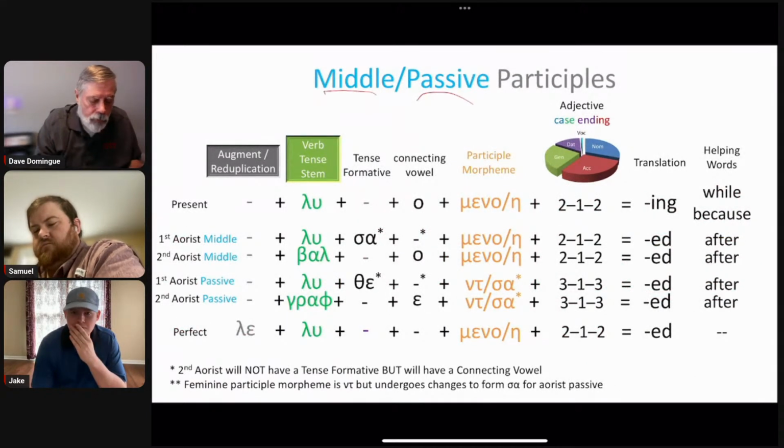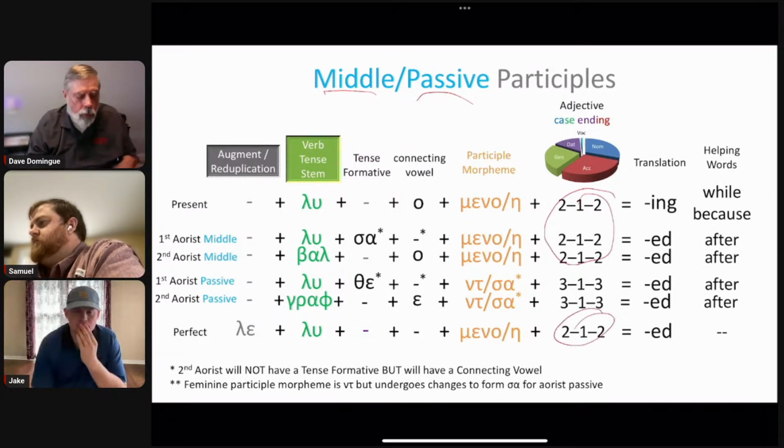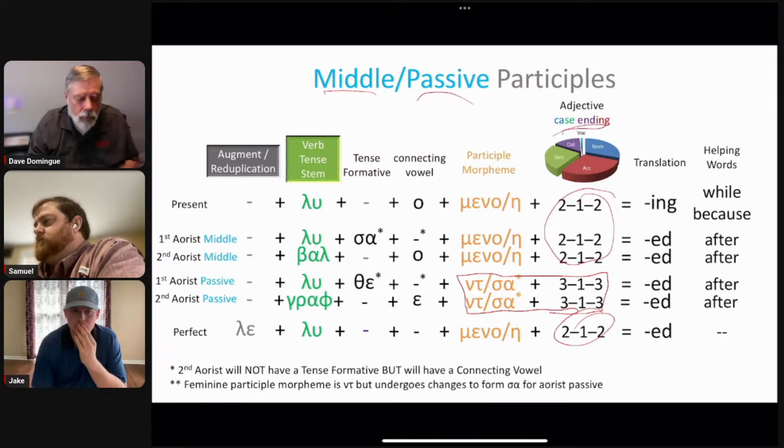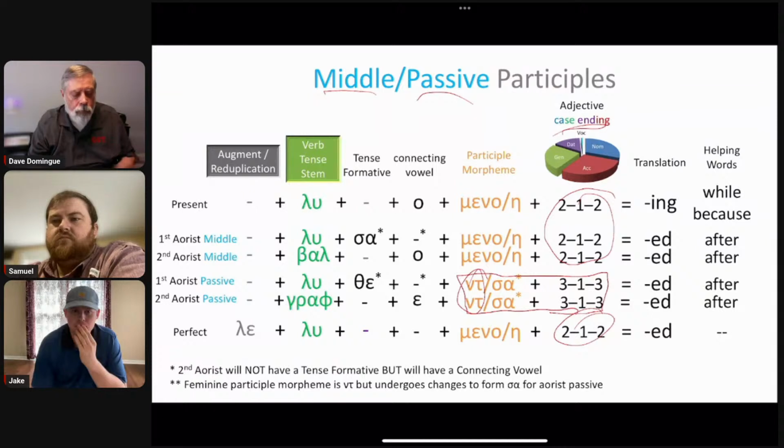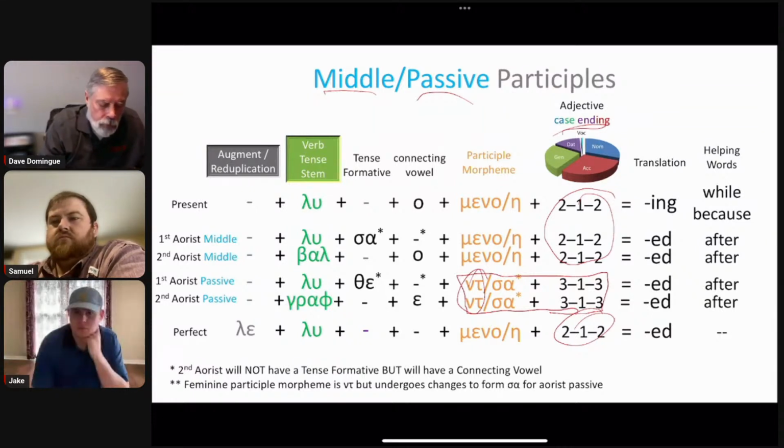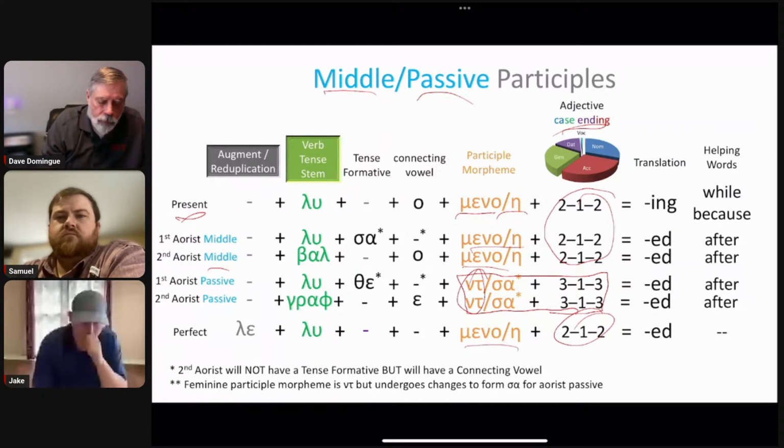Middle or passive participles are very much similar. We're going to use the 2-1-2 case ending patterns for all middle, except for the passive. There, the passive is going to use, much like the active, the 3-1-3 case ending pattern for case endings, and the nu tau, as well as the -ousa for the feminine form. In the middle, as well as the present, we have the -menos, right, for our participle morpheme. Our middle will have the -menos, and our perfect will also have a -menos for the middle.